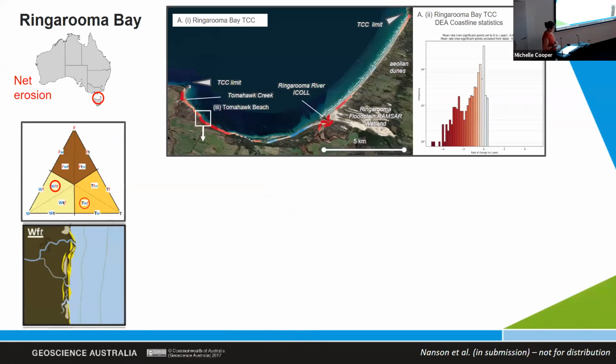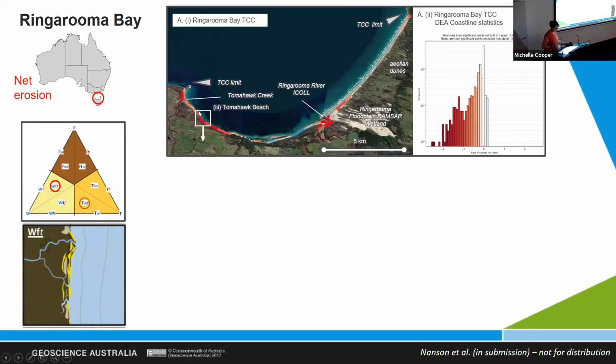So the first detailed example I'll show is Ringarooma Bay on the northern shore of Tasmania in the Bass Strait. This is a wave-dominated, fluvially influenced, tide-affected system. So mostly waves, a little bit of fluvial, microtidal, so not much tidal influence here. And this is a net erosional system. This has been eroding over the last 33 years of the record and quite significantly in places.